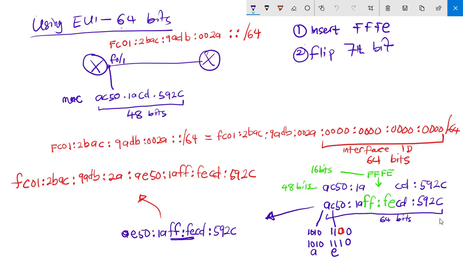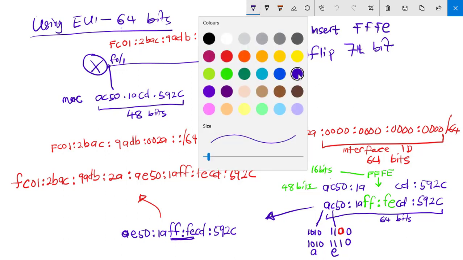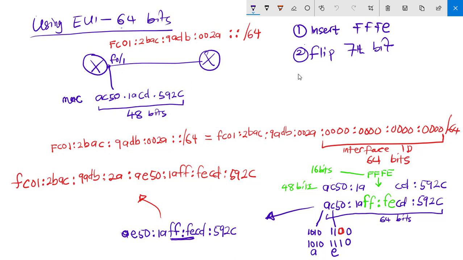In this section, we are going to leverage how we can use the MAC address of interfaces to come up with an IPv6 address. This method is called EUI-64 bits, Enhanced Unique Identifier, that's 64 bits.